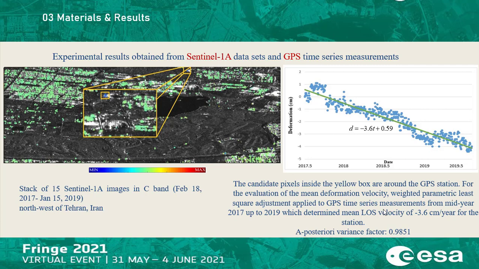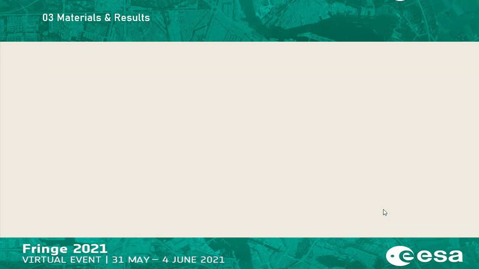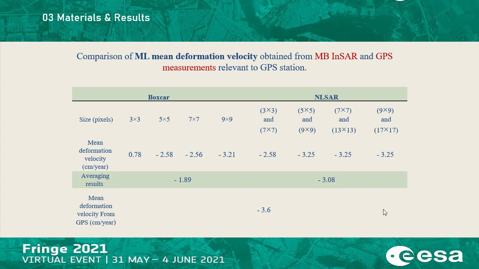For the evaluation of the mean deformation velocity, weighted parametric least square adjustment was applied to GPS time series measurements from 2017 up to 2019, which determined a mean line of sight velocity of minus 3.6 cm per year for the station. The green line is the linear trend of deformation using GPS observations. In addition, a posterior variance factor test has been performed, which validated the least square adjustment. For the sake of comparison of the maximum likelihood mean deformation velocity relevant to the GPS station, we consider a 3 by 3 pixels window for the GPS station, and we compute the average of velocities relevant to permanent scatterers in the window.